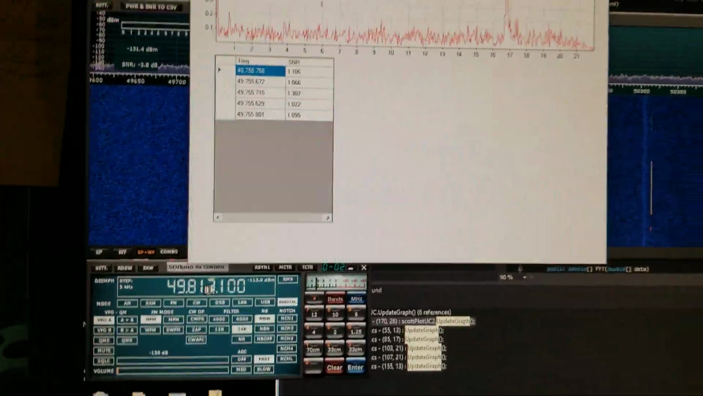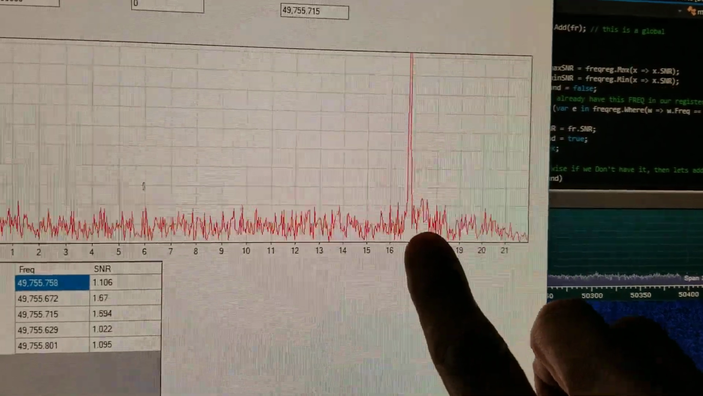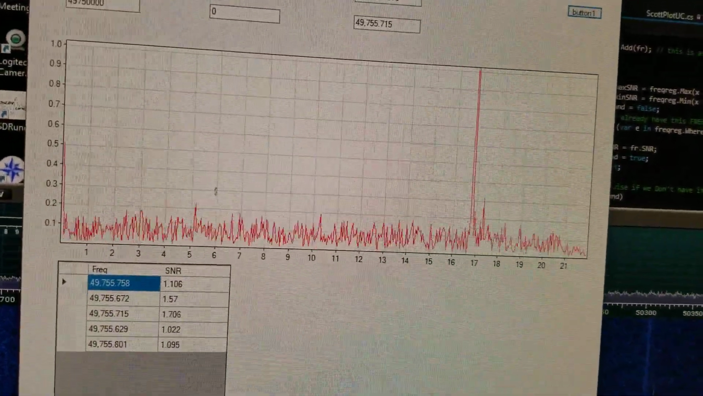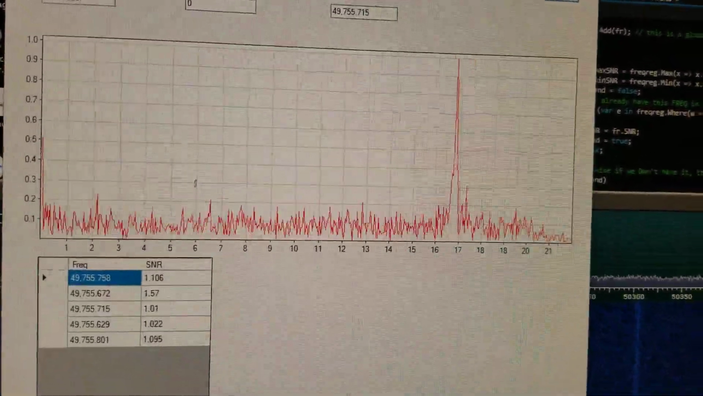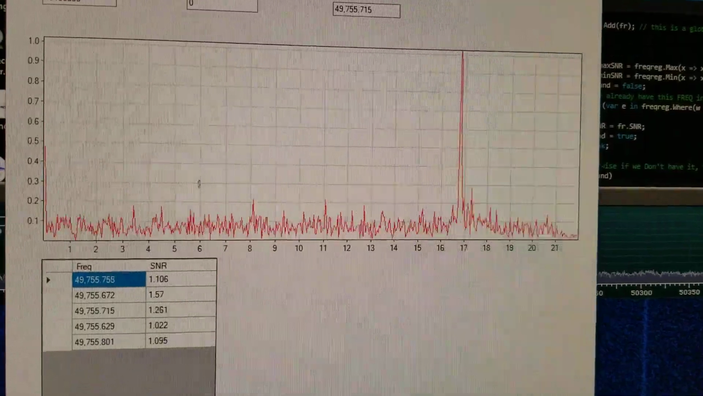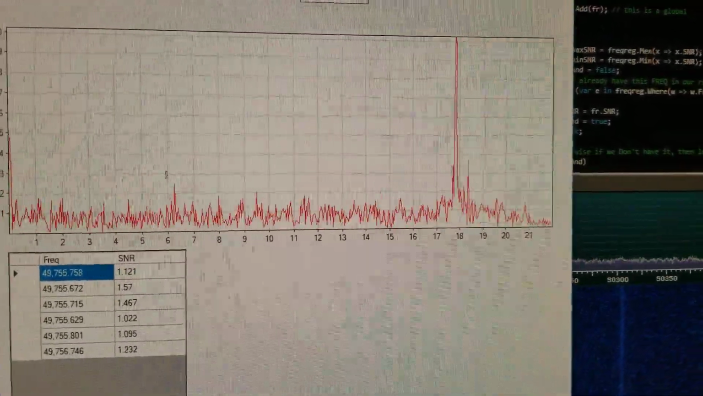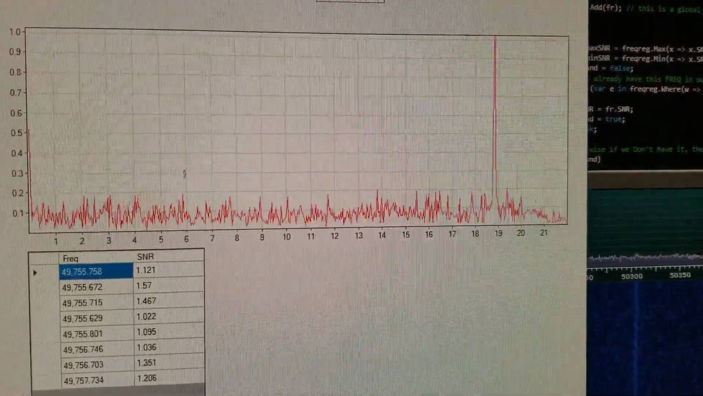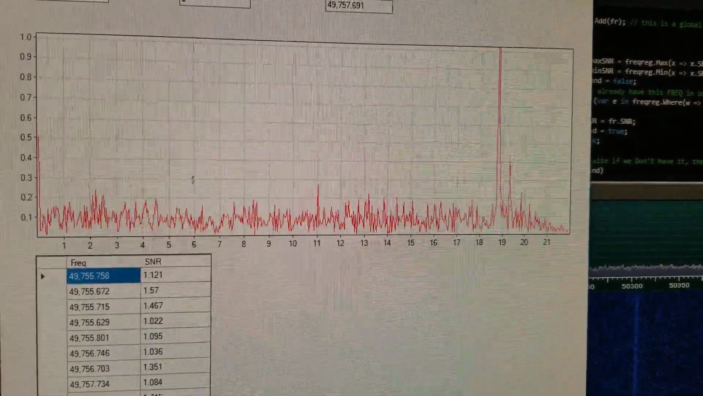So now I'm going to move the frequency up 1 kilohertz. Watch right here, and it'll jump up in a second. Let me just get it on there. Okay, oops. Well, there we go. There. I'm going to jump it down now.